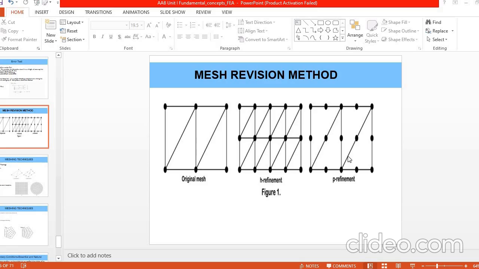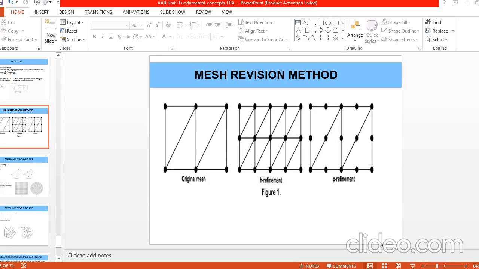Next is P refinement. P is for the degree of the highest complete polynomial in the element field quantity. It increases the degree of the polynomial within the element without changing the number of elements. In this refinement, extra nodes are added to the existing nodes, so an extra node is added between two nodes, adding nodes on the existing internal element boundaries.